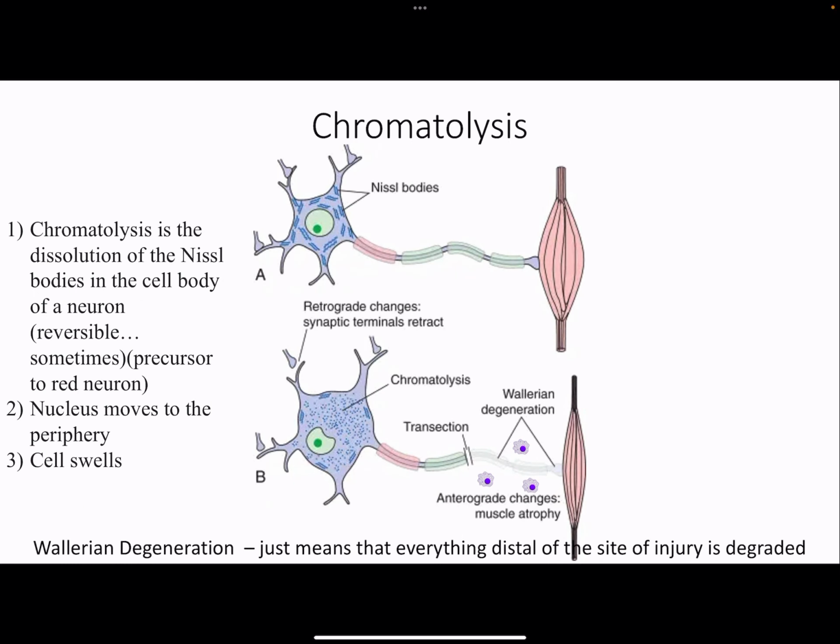Chromatolysis, really this is chromatolysis and other things. We have three things we're looking at. This is just for axonal injury and neuron injury. So three things will happen. Chromatolysis. Think chromosome, think DNA, RNA. What are we talking about? We're talking about the Nissl bodies.